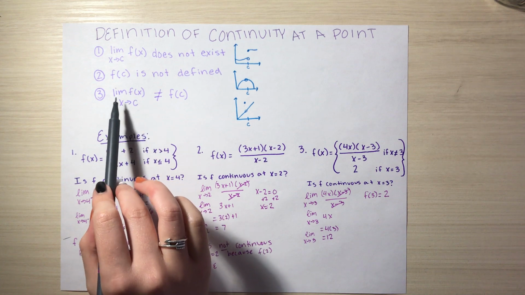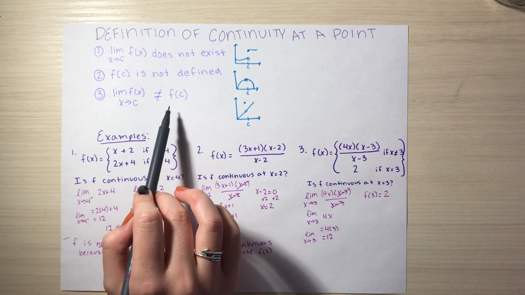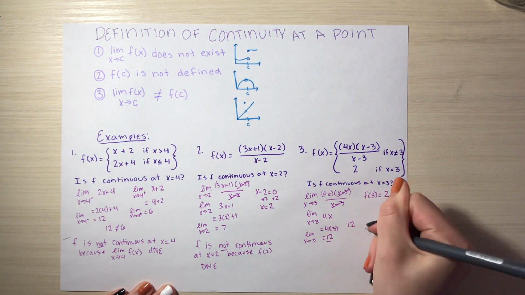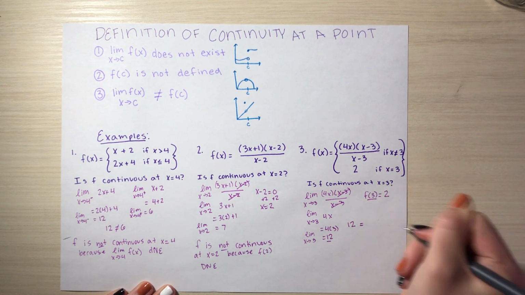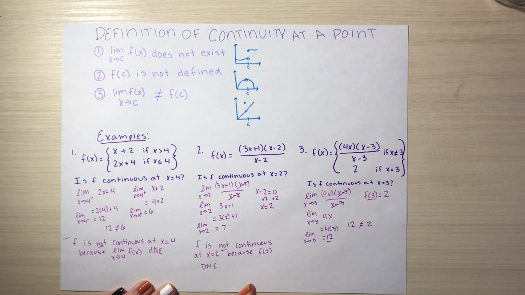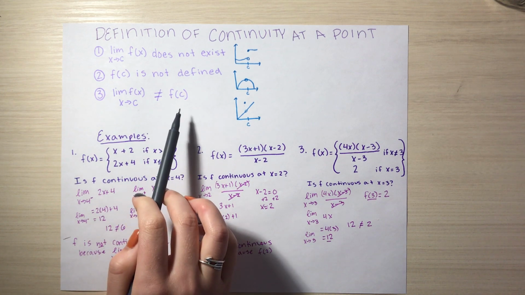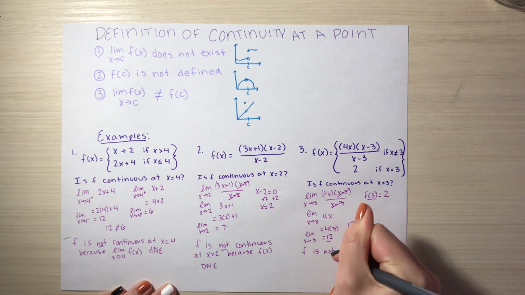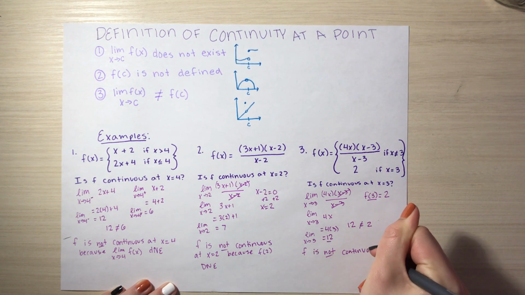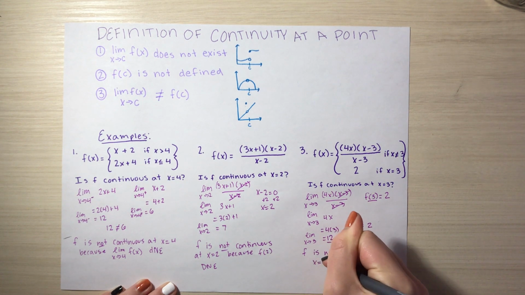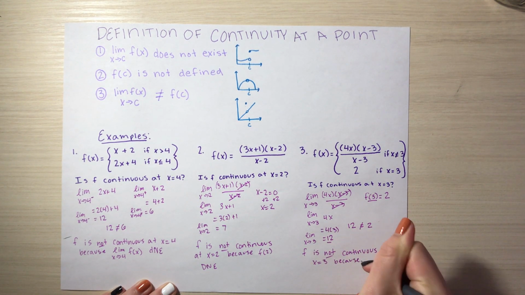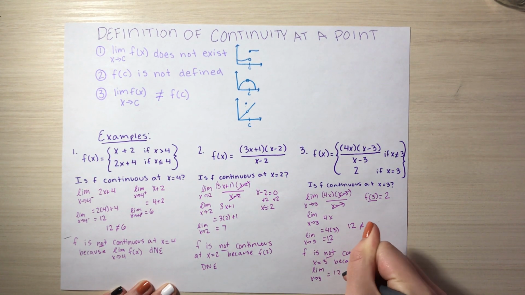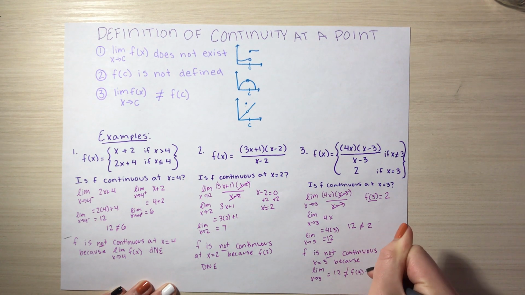Does the limit of f(x) as x approaches c equal f(c)? So we have the limit, we have 12. Now does 12 equal the point, 2? 12 does not equal 2. And so the limit is not equal to the defined point, and so the function is not continuous. So we would write f is not continuous at x equals 3 because the limit as x approaches 3 equals 12, which does not equal f(3), which is 2.